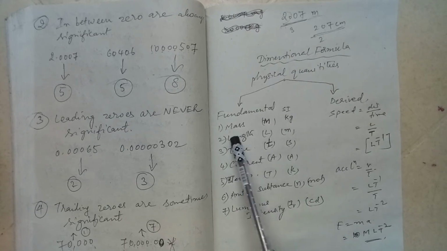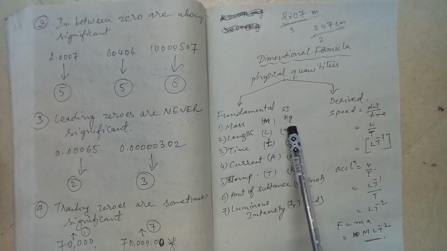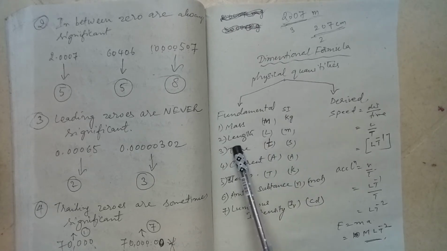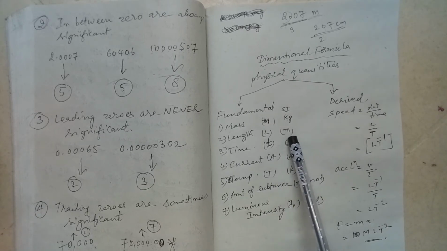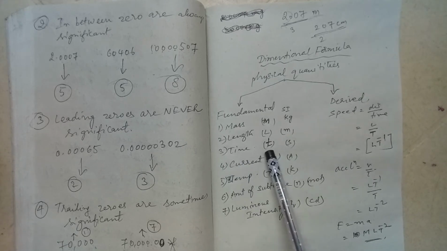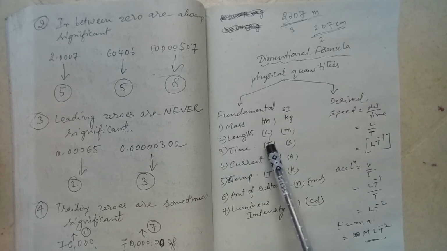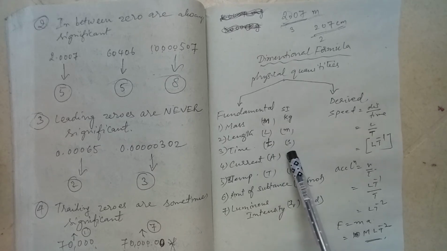The first one is mass. It is denoted by capital M, and the SI unit is kg. Second is length, denoted by capital L, and the unit is meter. Third one is time, denoted by small t. These t, L, M are symbols, and the SI unit is seconds.